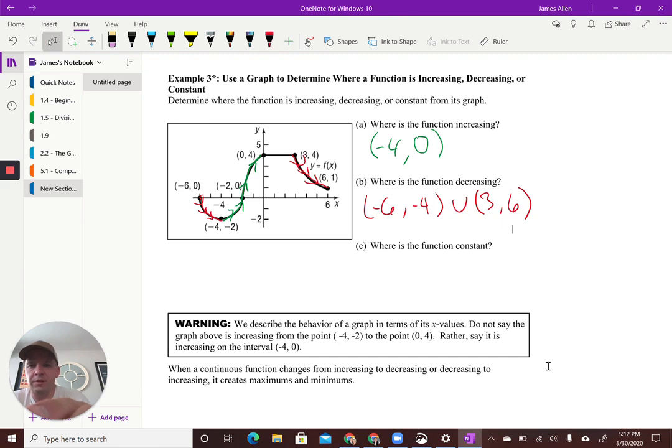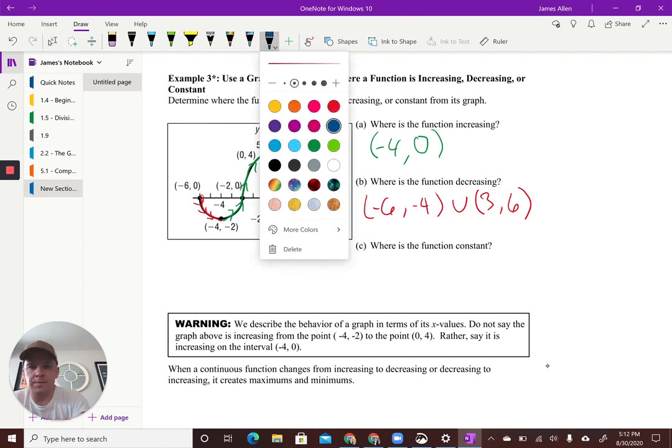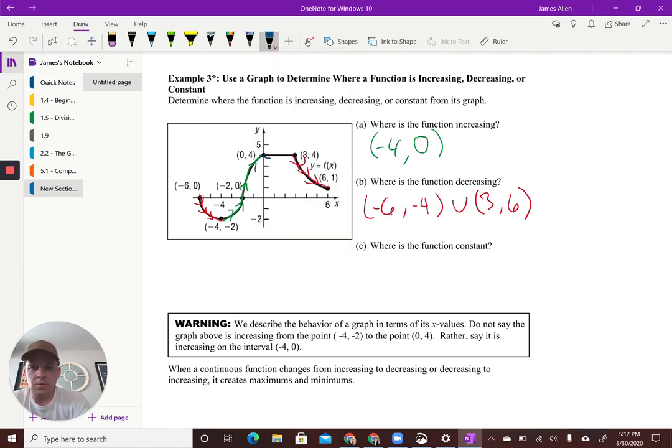Now, where is the function going to be constant? Well, what do we have left here? I'll do this in blue. This stretch up there is going to be our constant. It's really doing nothing, just staying flat. Function values are staying the same, they're staying equal. So from 0 to 3, we are constant.